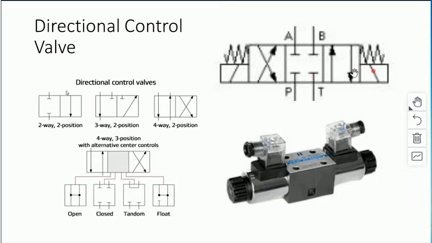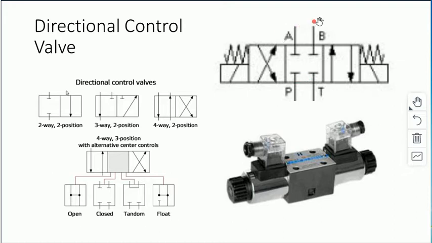When we activate it, for example the right hand side, it goes from the pump to A, and then the return path goes from B back to the tank. So it's just a normal system. When we activate the left hand side, where the cursor is, it goes from the pump to B, and A goes back to the tank. And so we can change the direction.